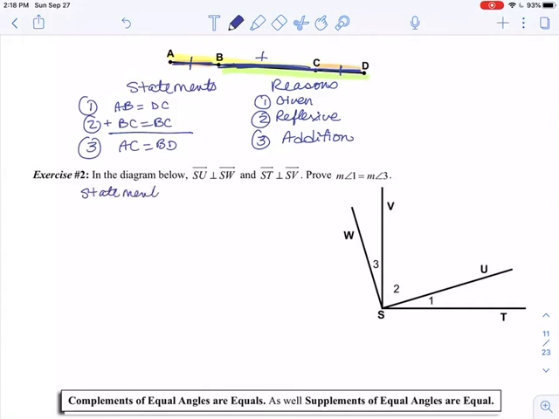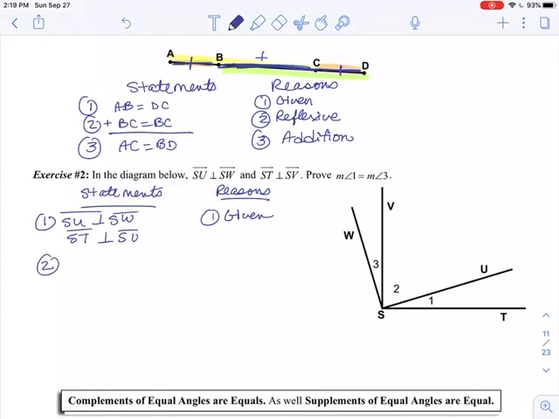So it definitely can be a little bit more complicated if you have angles and those angles are overlapping each other. So in exercise 2, again, I have my statements on the left, I have my reasons on the right, and I know that SU is perpendicular to SW and ST is perpendicular to SV. We know that perpendicular lines form right angles. So the very next step is to say which angles are right angles. So I have two angles that are going to be right angles.